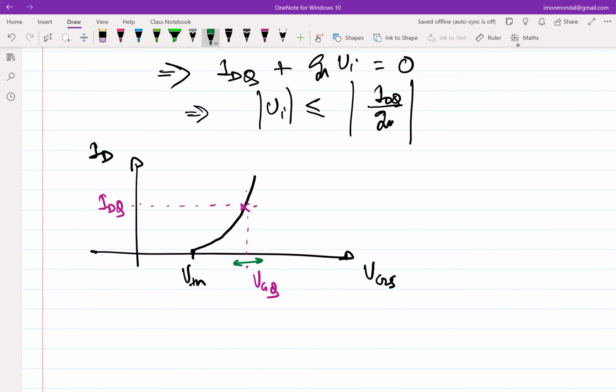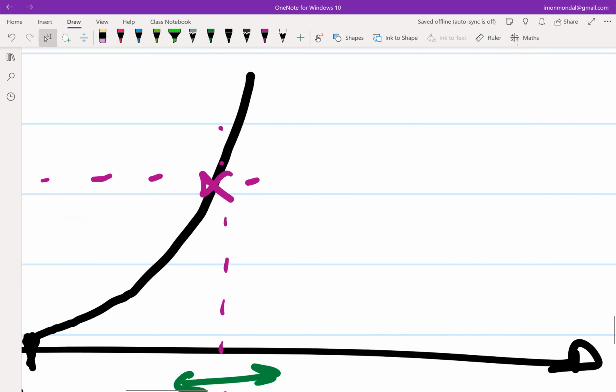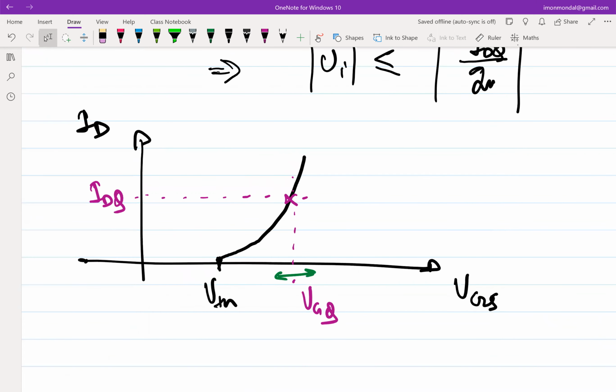by some margin. And how far can I go on right or left of that so-called bias point is determined by how linear this curve is. Okay, so if the curve is very linear, I can go quite a lot left and right as far as the input is concerned, but if the curve is very non-linear, I cannot do that.